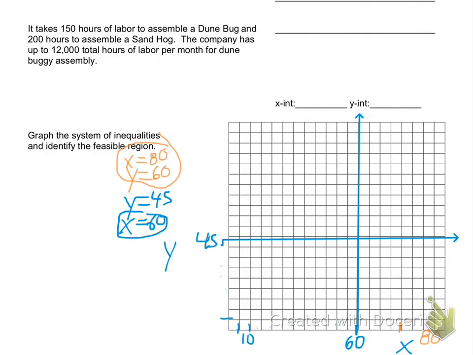And the y-intercept is 60, so we have 45, 50, 60 is right there. So we'll make a dot there, and make a dot there, and connect those two dots. Hopefully we'll have some sort of a line there. And of course we're going to be shading back below.